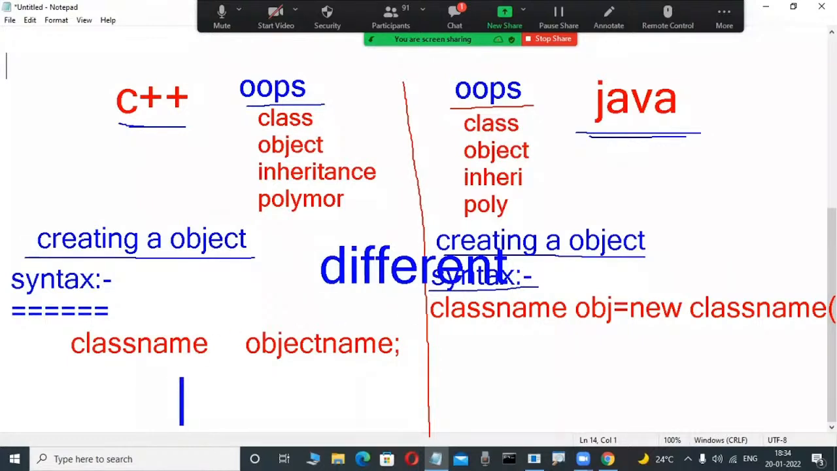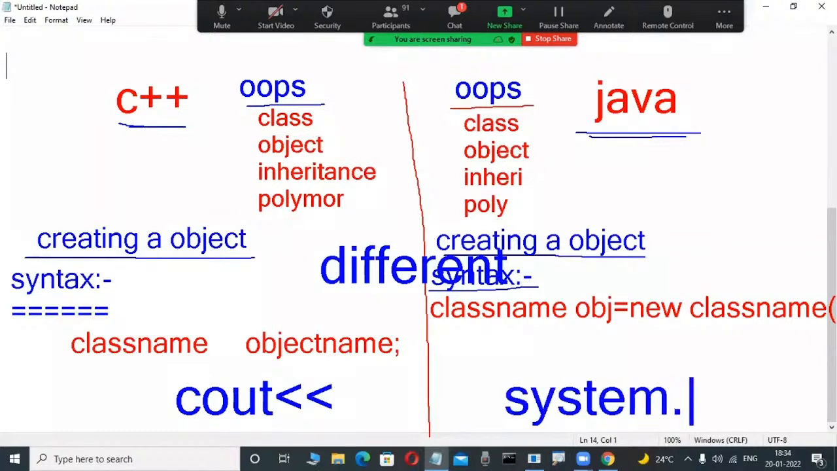Suppose in C++ I want to display output, then cout is a function for streaming output. And in Java, what is the function? System.out.println. That's why they are syntactically different. Functions are also totally different in these two object-oriented languages.